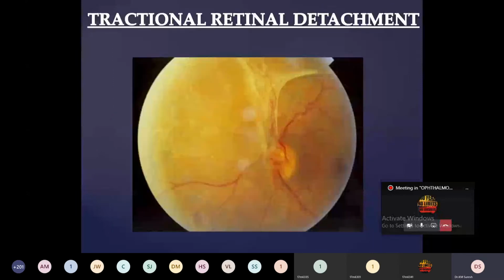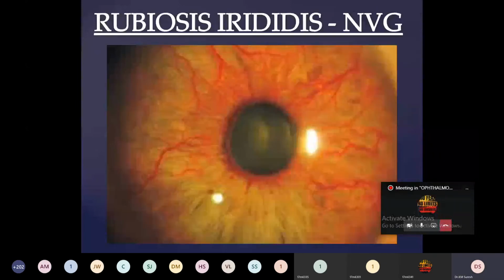This is the picture of tractional retinal detachment. You can see that the superior part is totally detached and hence it looks grayish white in color, while the inferior part looks pinkish red and is still attached. The retina is attached in the lower part. This is a case of neovascular glaucoma, wherein the red streaks which you are seeing are not normal vessels, they are abnormal, fragile new vessels, which are capable of causing NVG, that is neovascular glaucoma.